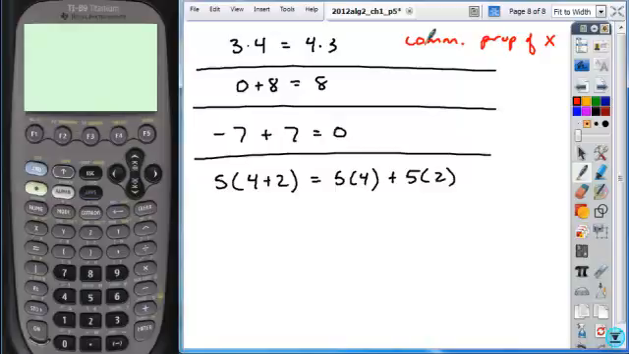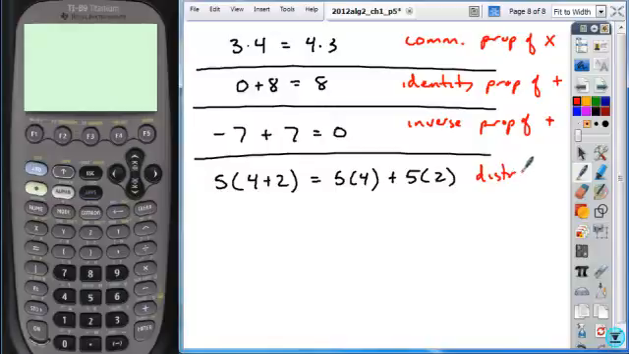0 plus 8 equals 8. Identity property of addition. Good, identity property of addition. What can you add to itself so that it equals itself? Okay, what about the third example? Negative 7 plus 7 equals 0. Inverse property of addition. You add the opposite to undo the operation. And then finally the last example is good.